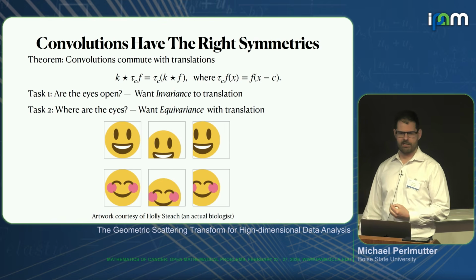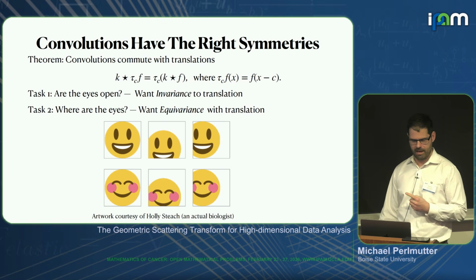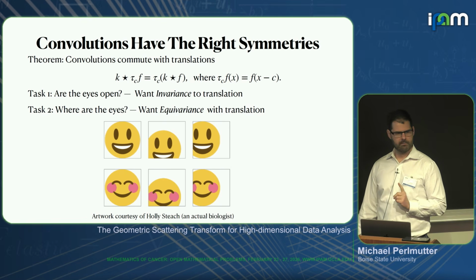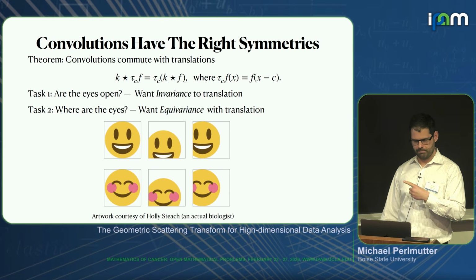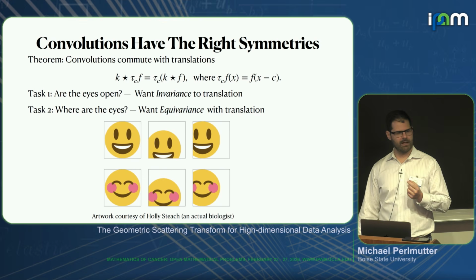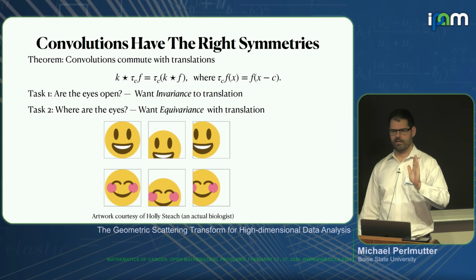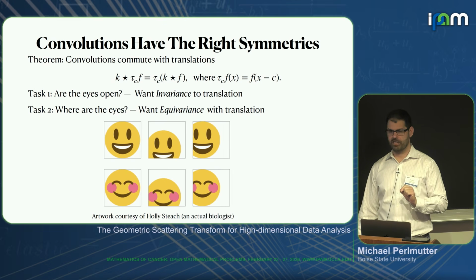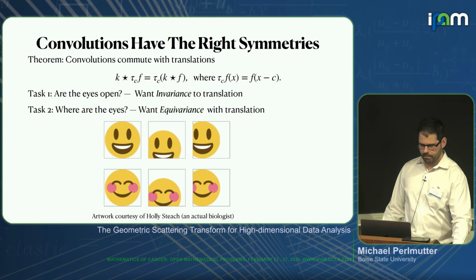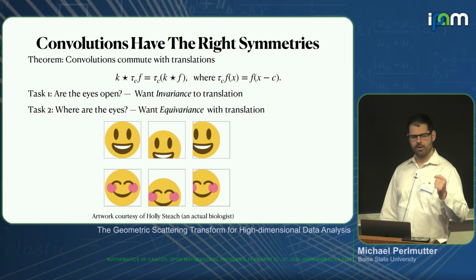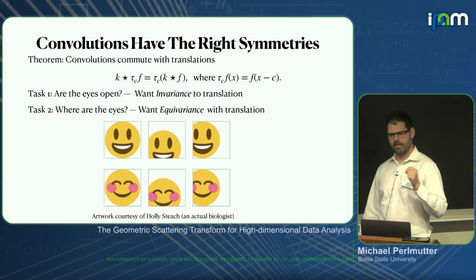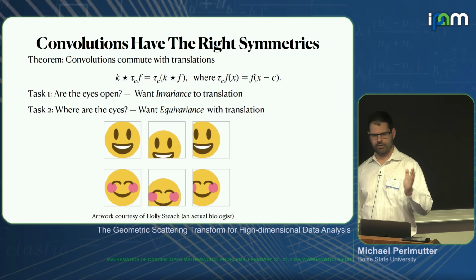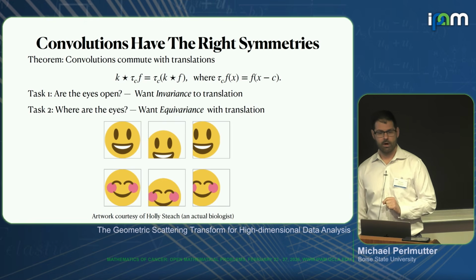So as an illustration, I'm going to think about two machine learning tasks. The first is, are the eyes open in each of these pictures? And what I claim is that if you take this picture and you translate it, you slide it around, you have not changed the answer to this question. So what you want is a single hidden representation of the entire image, which is invariant to translations.